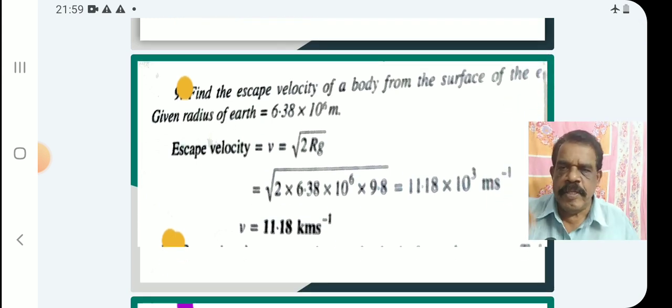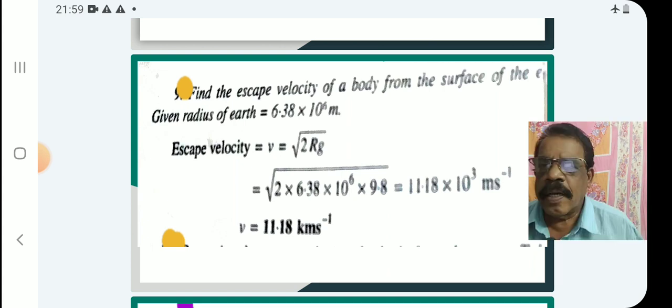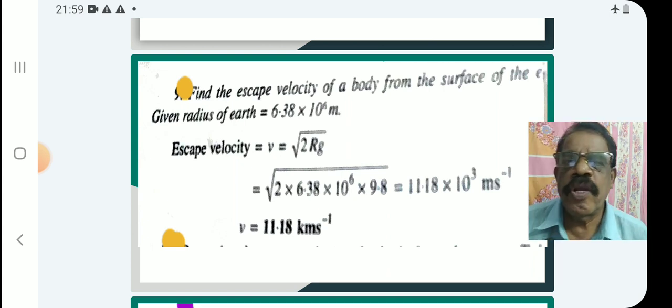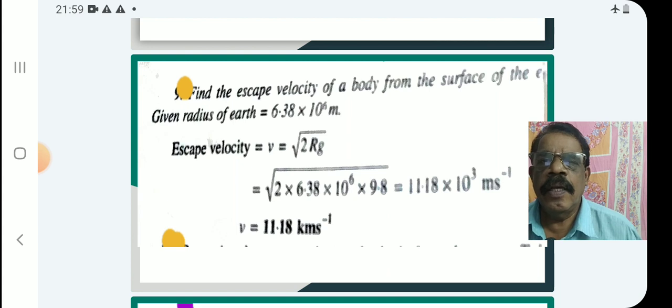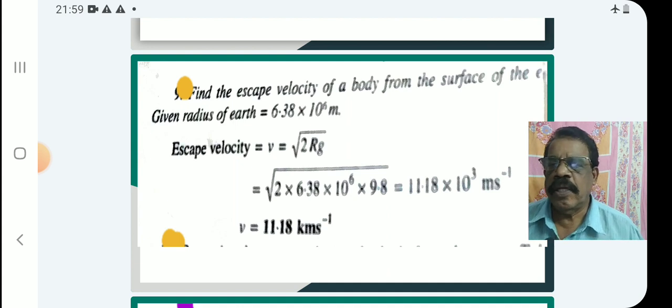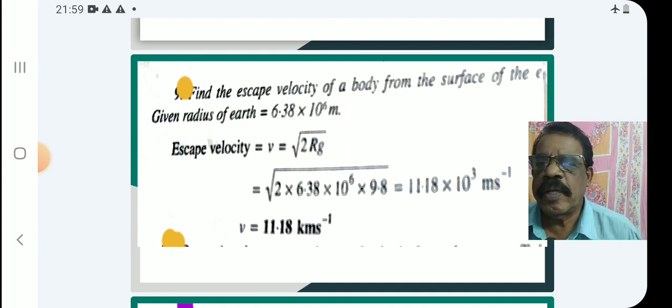The first problem is: calculate the escape velocity of a body from the surface of the Earth. Find the escape velocity of a body from the surface of the Earth, given the radius of Earth is 6.38 into 10 raised to 6 meter.